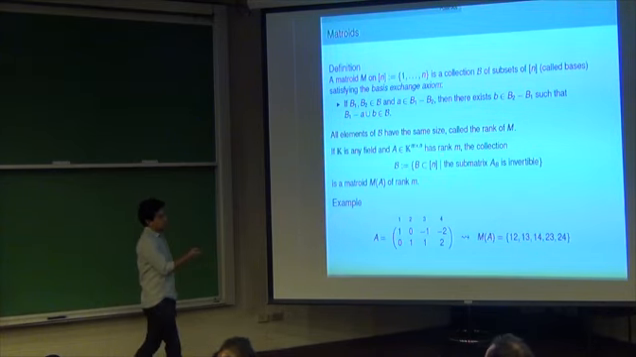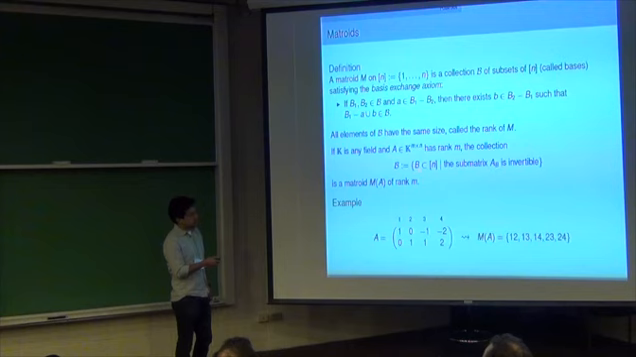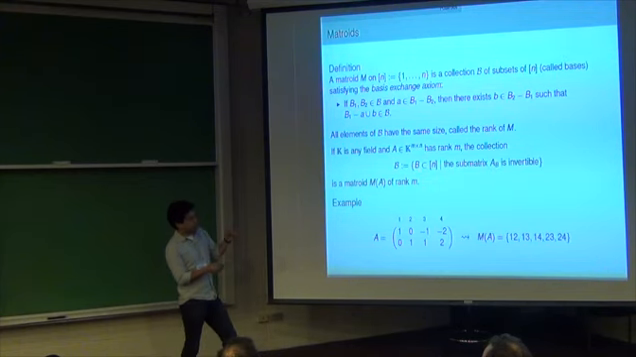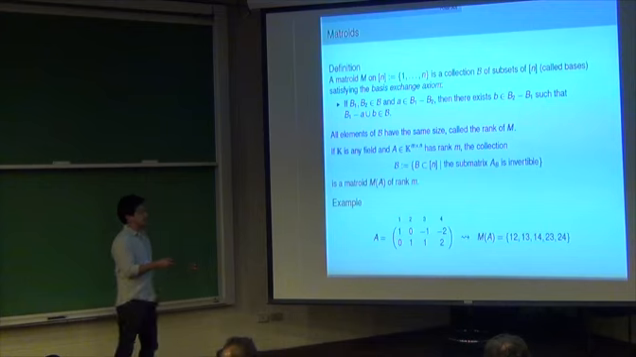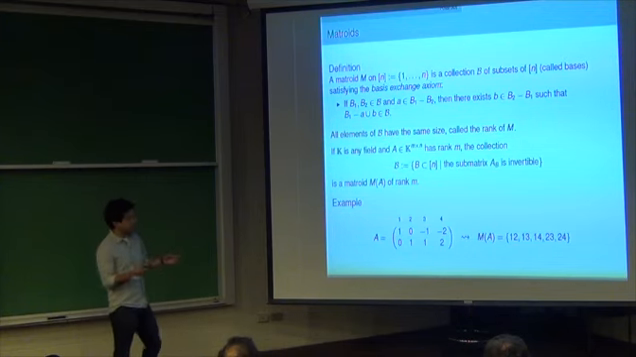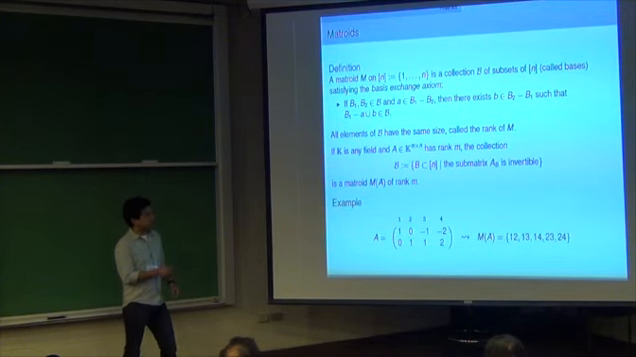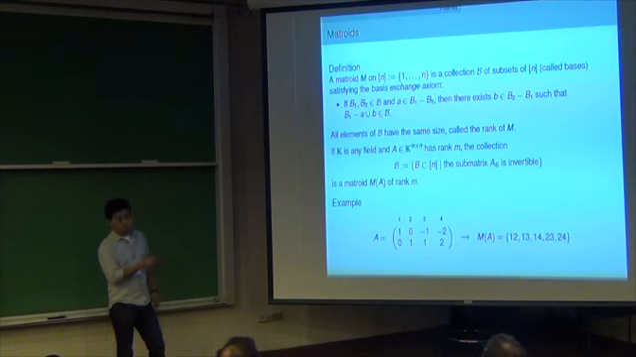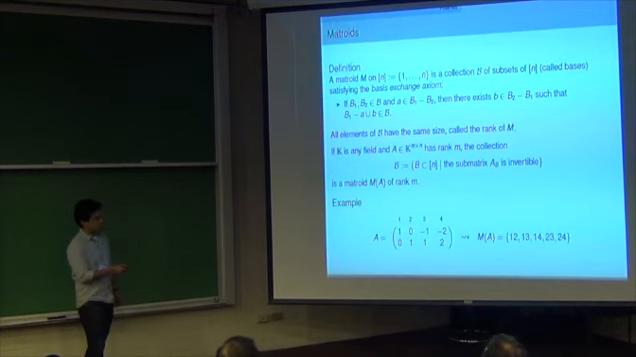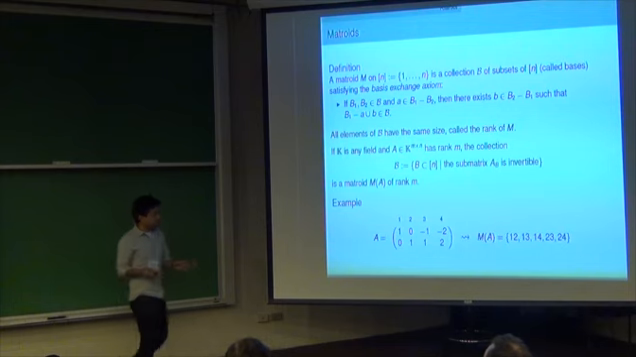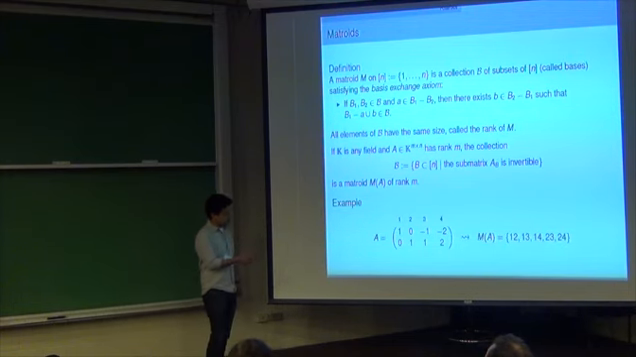Then you can take your collection B to be just the subsets of the columns for which the corresponding submatrix is invertible. So if you start with any matrix over any field and you consider this collection of subsets, that's going to satisfy this exchange axiom, and it's going to give you a matroid that we're going to denote by M(A).